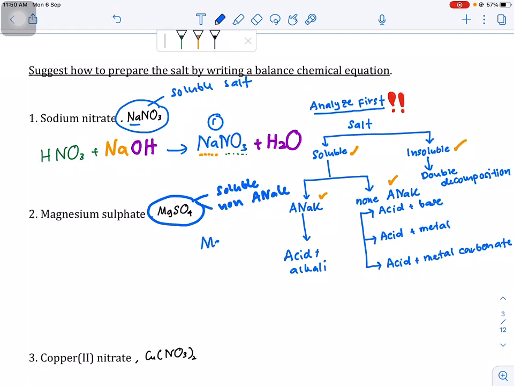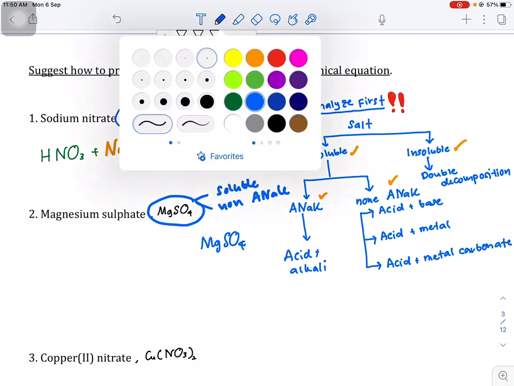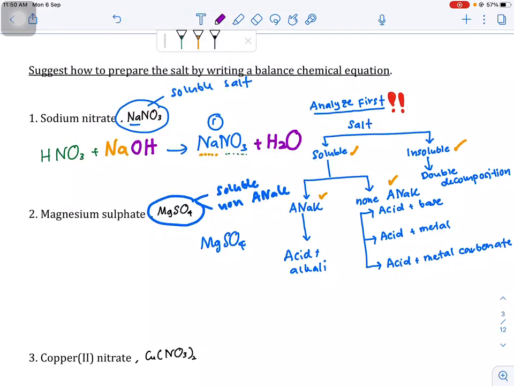Our salt is magnesium sulfate. So what is the acid? It comes from sulfuric acid. Okay, so sulfuric acid plus another one, Mg. Let's say I nak suggest untuk acid and base. So how can I turn magnesium into base?